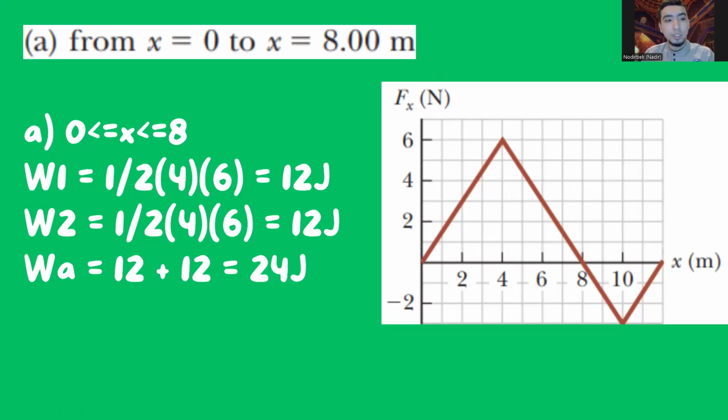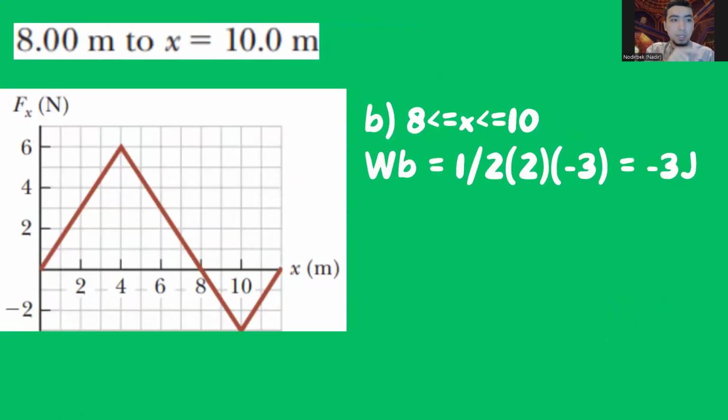In this case, it's 1.5 multiplied by 4, which is the difference in displacement, multiplied by 6, and it is equal to 12. This one is one part of this half triangle. If you want to find the other part, you can just multiply it by 2, because the triangle has the same values if you cut it by 2. That's why our work done, because of the shape of the triangle, will be 12 plus 12, which is just 24. The next is question B, which asks us to find the work done from displacement 8 until 10.